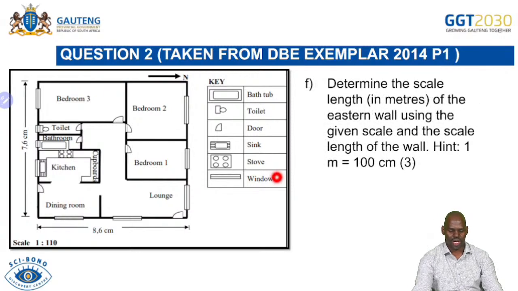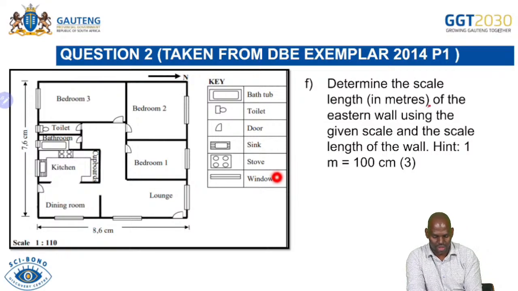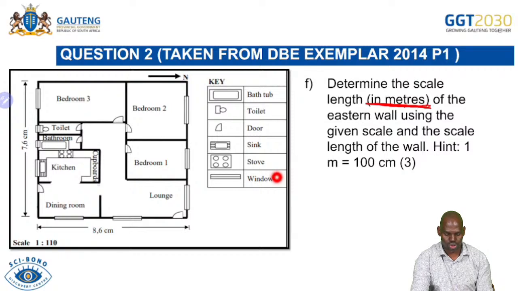Okay, let us look at the next question. Determine the scale length in meters of the eastern wall using the given scale and the scale length of the wall. 1 meter is equal to 100 centimeters. So the scale length means now we need the real measurement of the eastern wall. Now, which one is eastern? It means again you have to choose the correct one.